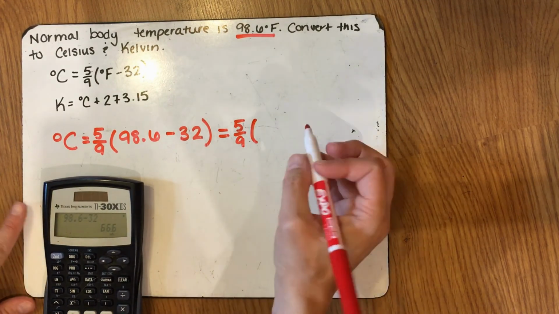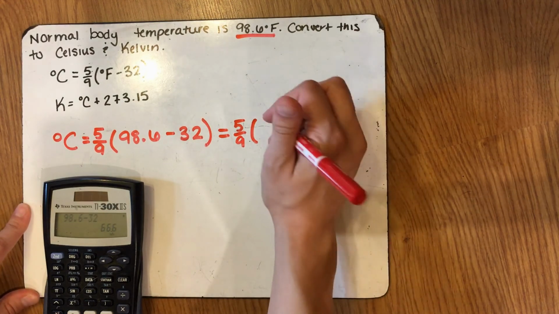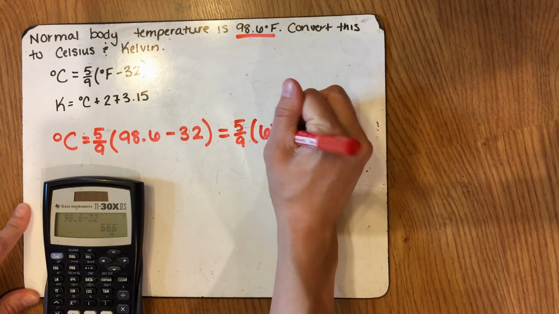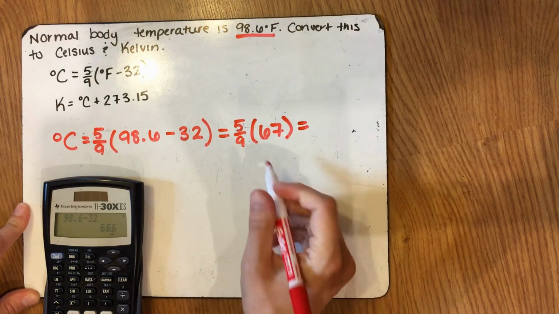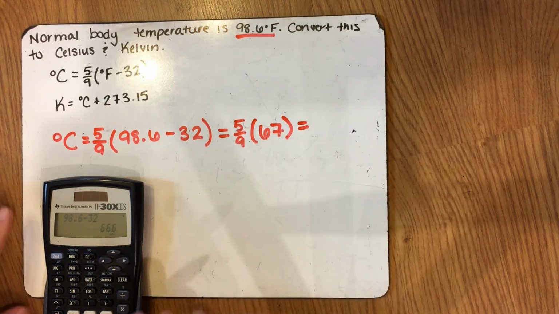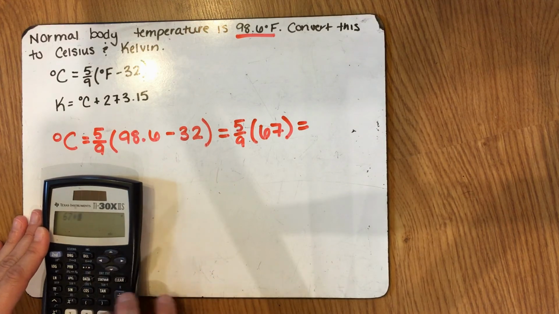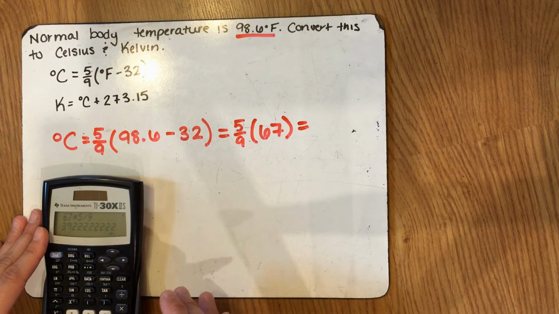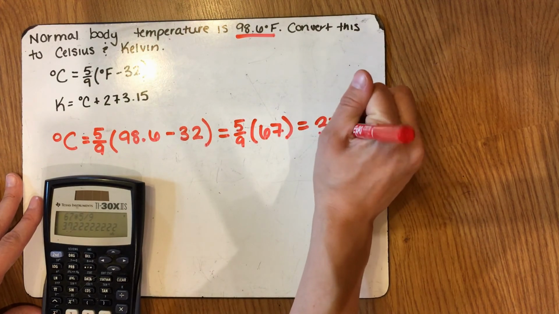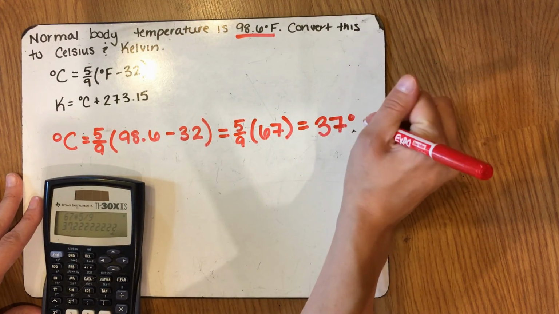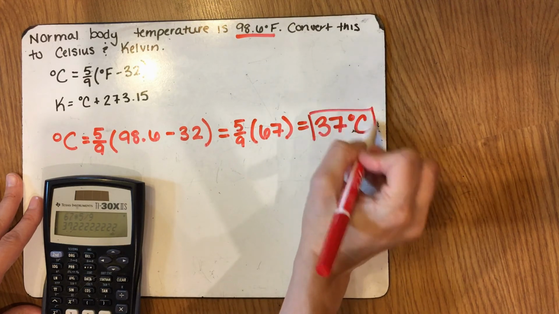So I wind up with 66.6. Since I don't want a decimal, I'm going to round that to 67. And then I'm going to multiply that by this constant here. So 67 times 5/9 gives me 37.2 repeating, which I'm going to round to 37 degrees Celsius.